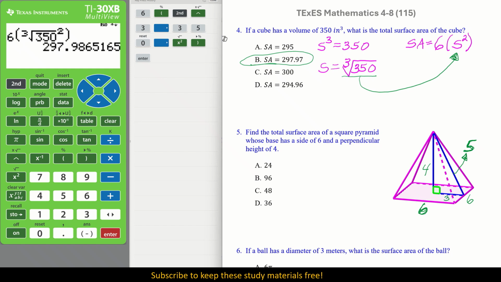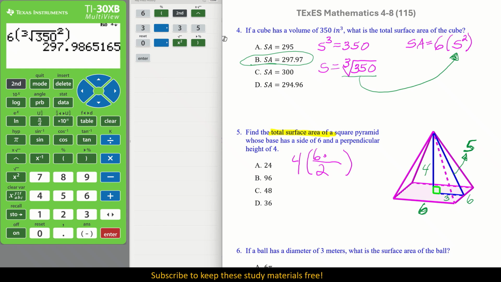Because what we need is to add the 4 triangles, which are the lateral surface area, because it's asking for total surface area. Okay, so I need 4 triangles. All right, so let me write this down. I need 4 triangles. And I know each of those triangles is base times height divided by 2. So I'm going to divide by 2. All right. And then my base is 6, base times height.